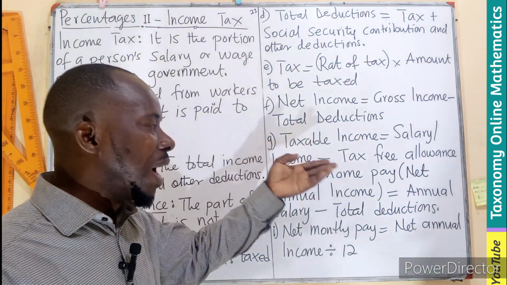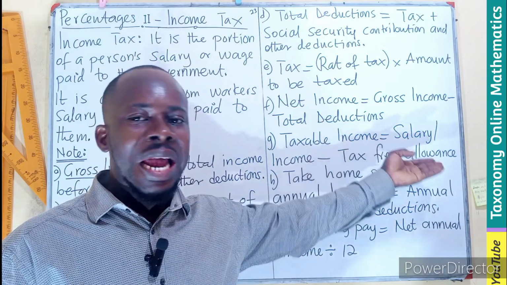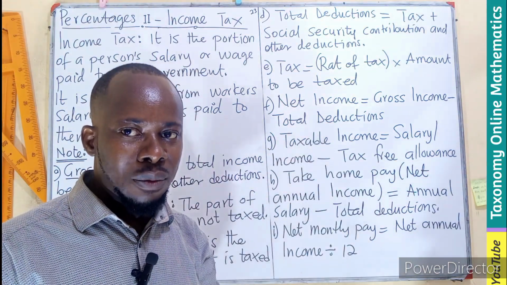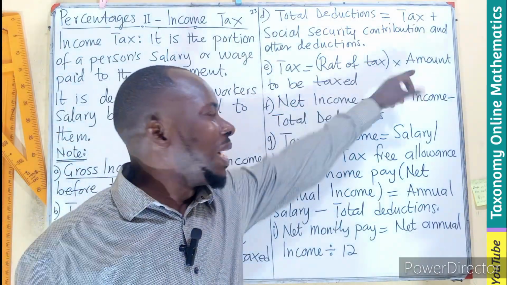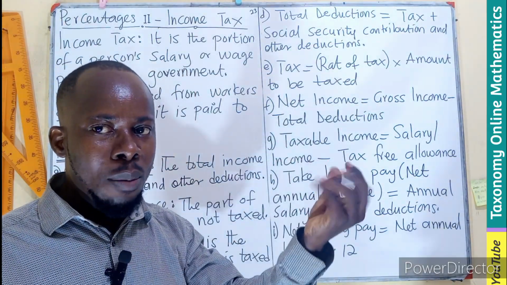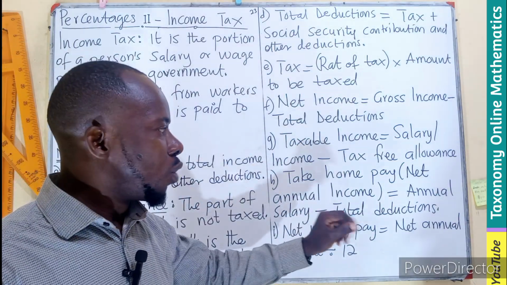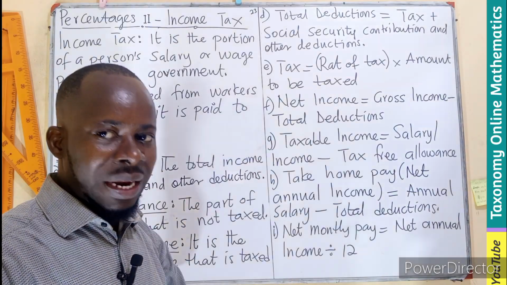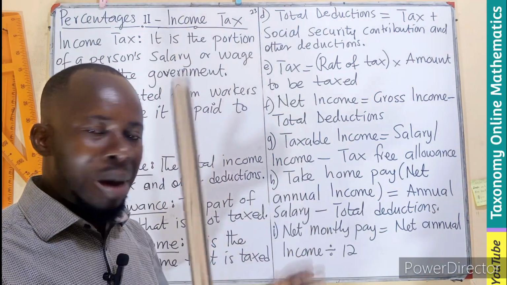So taxable income: your salary, what is your income? Let's subtract the tax-free allowance. Then whatever is left becomes taxable income, what we can tax, where the rate will be multiplied by that amount to give you the component in terms of money. Then we have what they call take home pay, or your net annual income, yearly, at the end of the year, from January to December combined together.